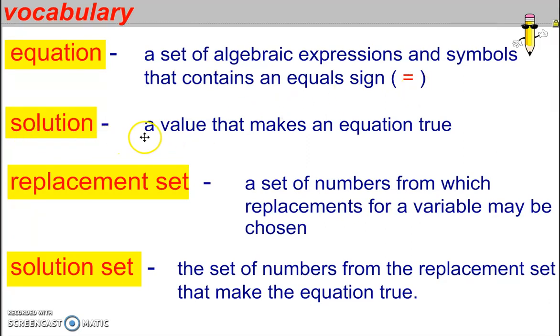A solution is a value that makes an equation true. That means whatever I can replace the variable with to make the equation true. So that number that I place in there. The replacement set, sometimes you're provided a set of numbers, and from that you have to pick the replacements to replace the variable. And then the solution set for that would be the set of numbers from that replacement set that make the equation true.